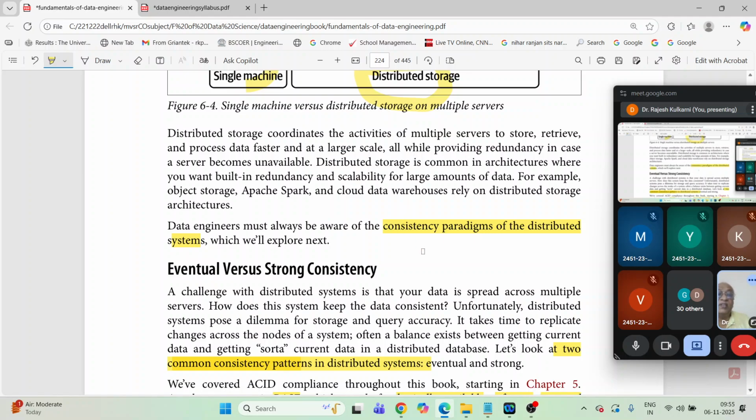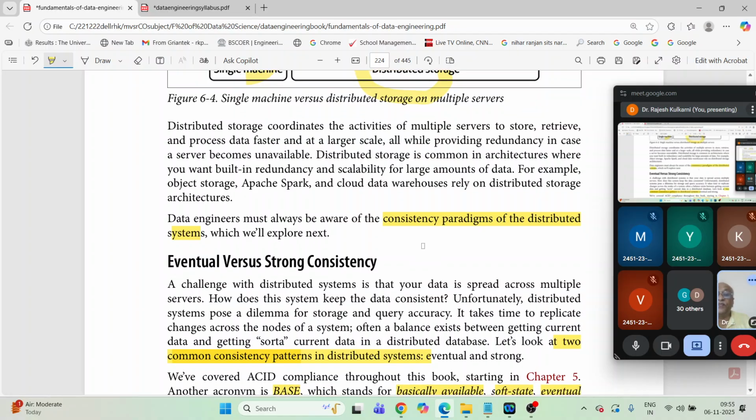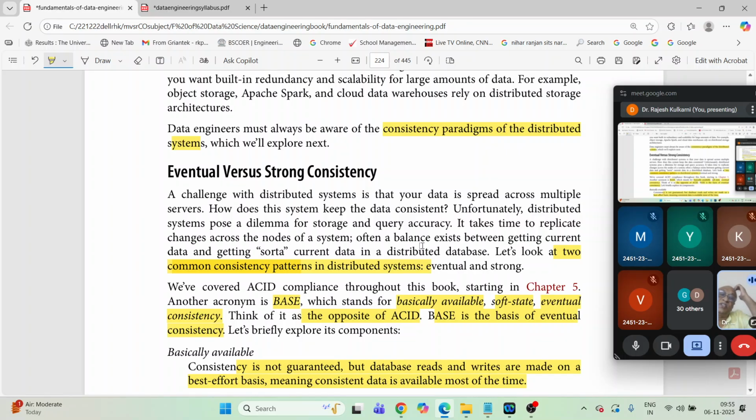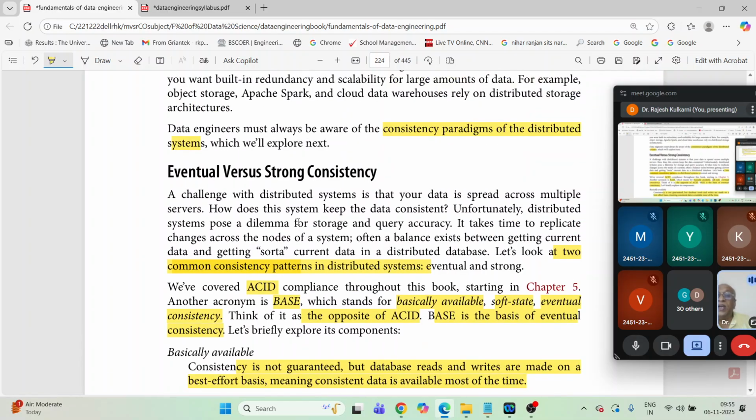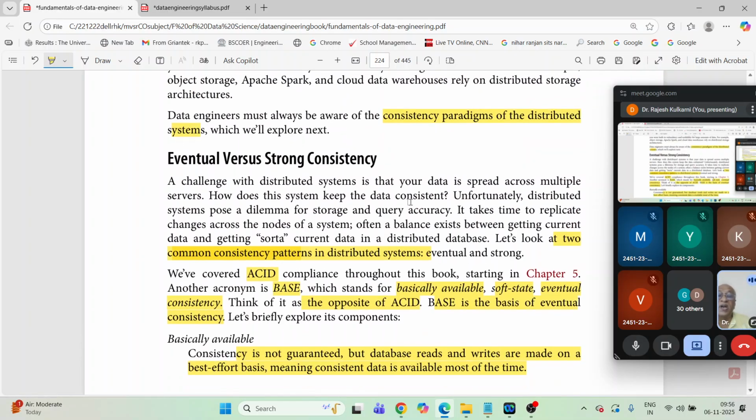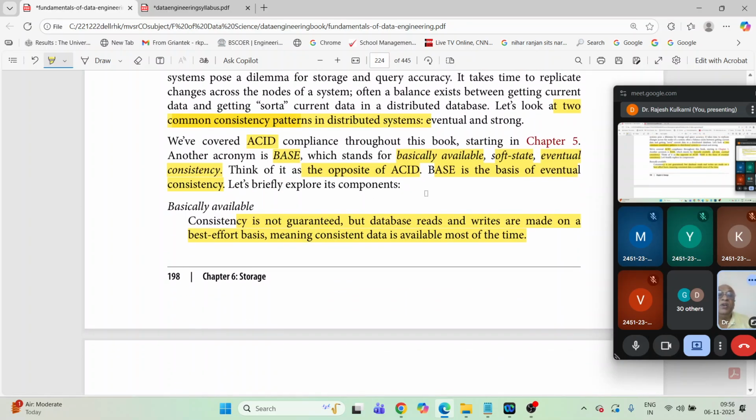For that, awareness of the consistency paradigm should be there. There is something called eventual consistency versus strong consistency. This is quite interesting actually. For that you need to recollect your knowledge of DBMS and ACID properties, right? ACID: atomic, consistent, isolated, durable and all that. Now here, to understand this consistency paradigm, you need to understand something called BASE. BASE stands for basically available, soft state, eventual consistency. You can think of it as the opposite of ACID, and BASE is the basis for eventual consistency.